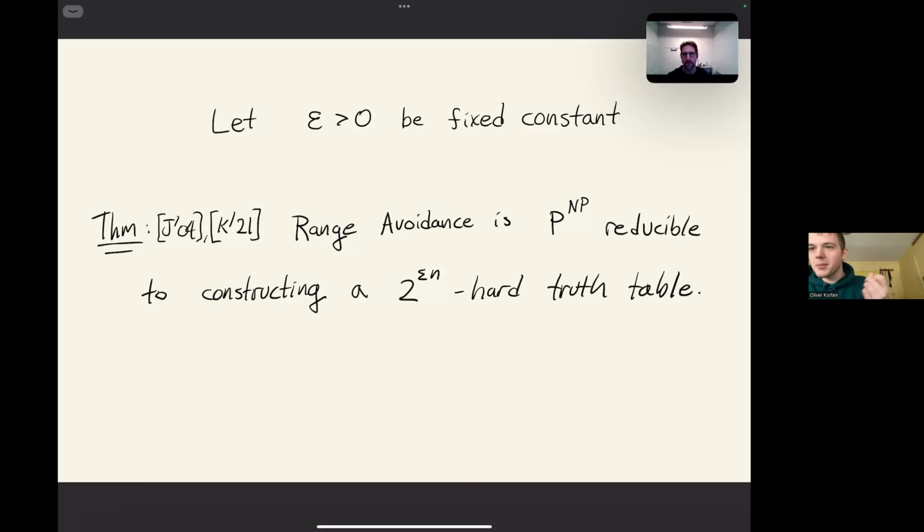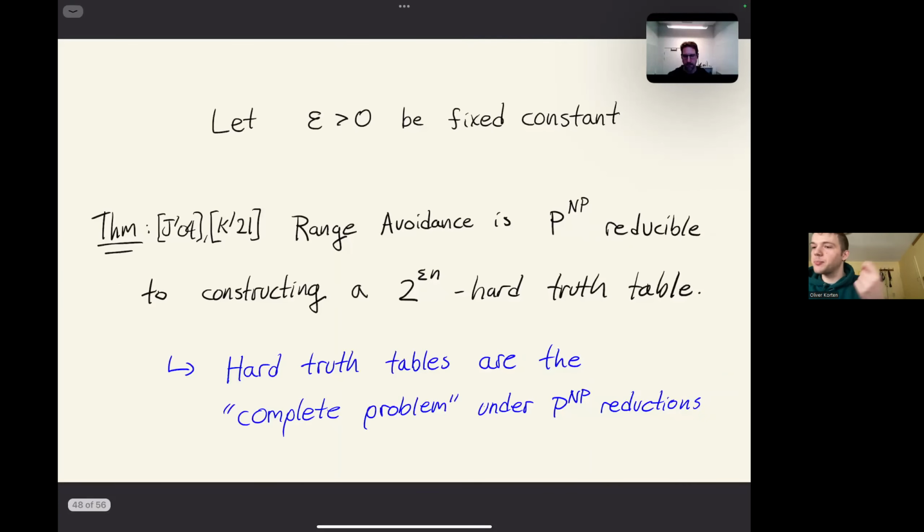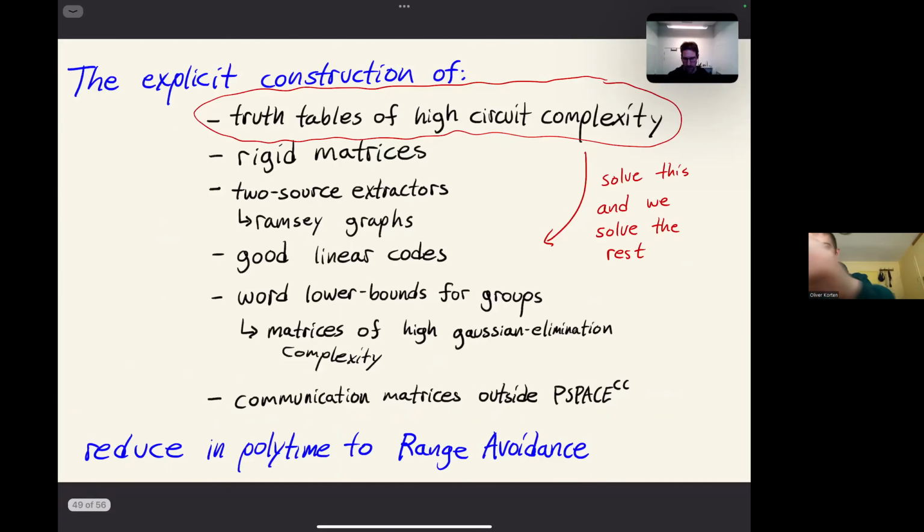So what this theorem is saying is that we can reduce the general range avoidance problem, if we're allowed this broader P to the NP reduction, to the specific instance of range avoidance of constructing these hard truth tables. So this is the complete explicit construction problem amongst this class, provided we have this stronger notion of reduction. In particular, if I can make the probabilistic method constructive just for this one problem, then I can simultaneously improve it and make it more constructive for all of these problems. The caveat, again, is that this is only for P to the NP algorithms.